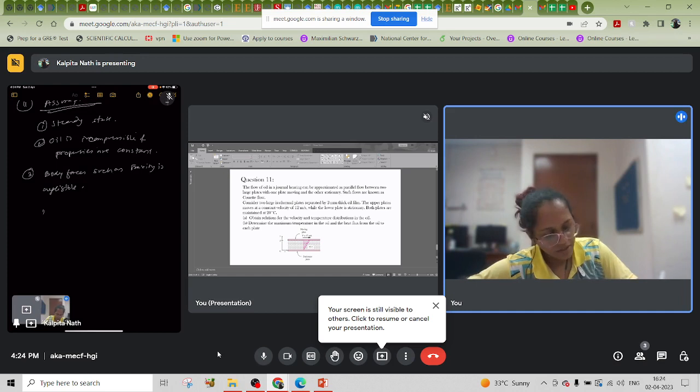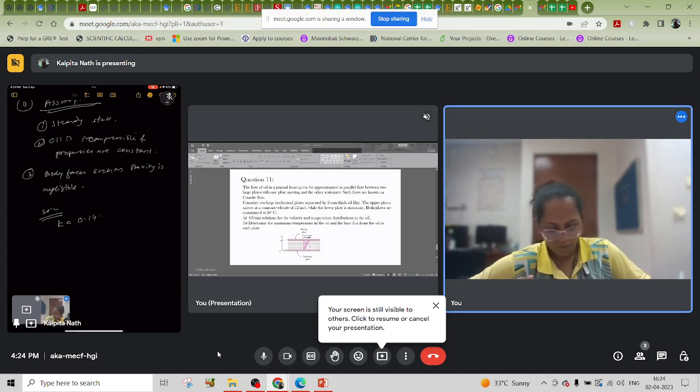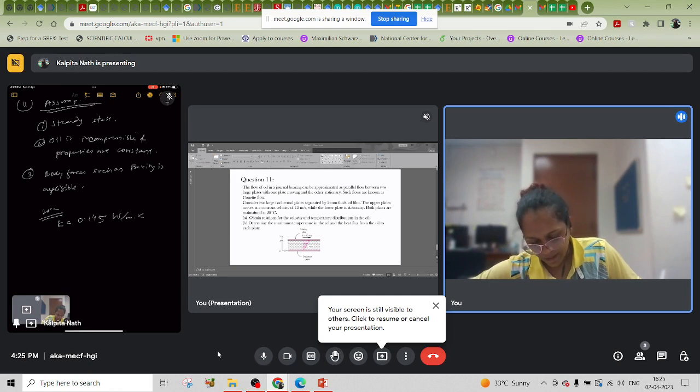The properties at 20 degrees Celsius we can find from the appendix: k is 0.145 watt per meter Kelvin and mu is 0.800 Newton second per meter square.